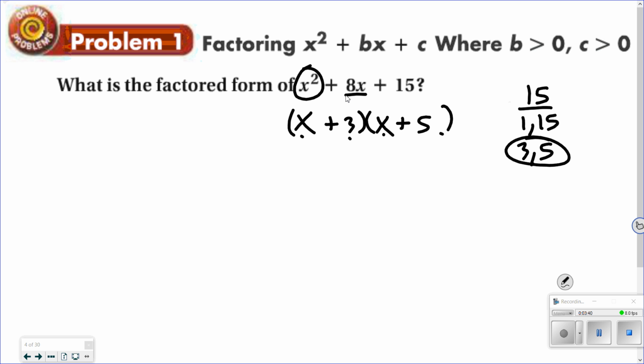I want you to see how this works, right? That's the answer. That's what I multiply together to get the original polynomial. The reason why it works, though, is this.